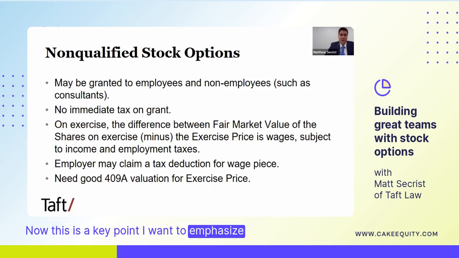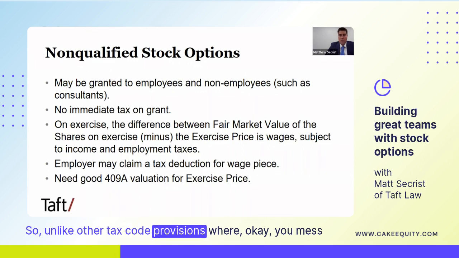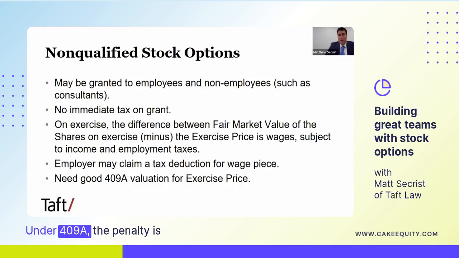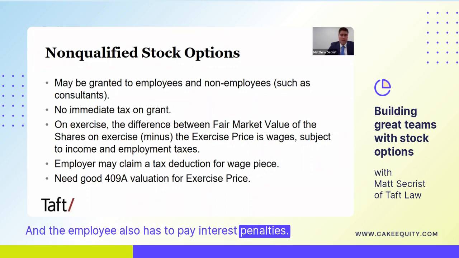I want to emphasize the 409A compliance, because if you get this wrong, this is where that tax bill comes. So unlike other tax code provisions where, okay, you mess up as an employer, so the employer has to pay a penalty, under 409A, the penalty is actually against the option holder, the optionee, the participant. The penalty is actually 20% of the amount. It's an excise tax of 20% of the deferred income piece, the value between the exercise price and the fair market value of the shares. And the employee also has to pay interest penalties.